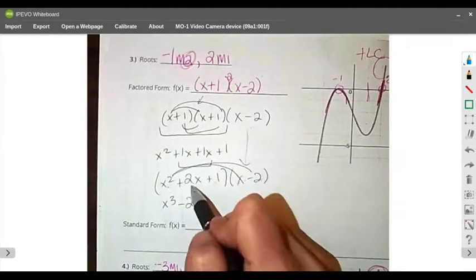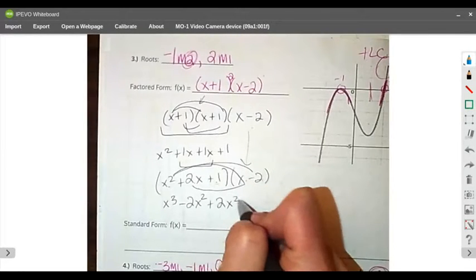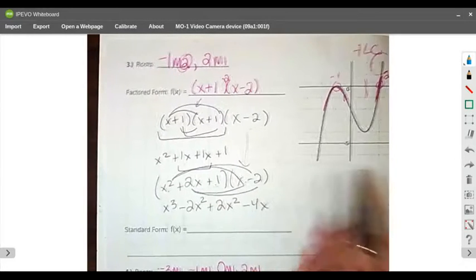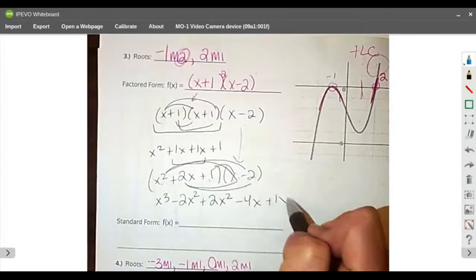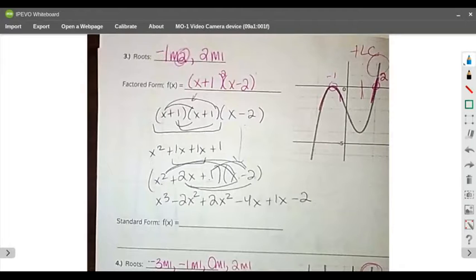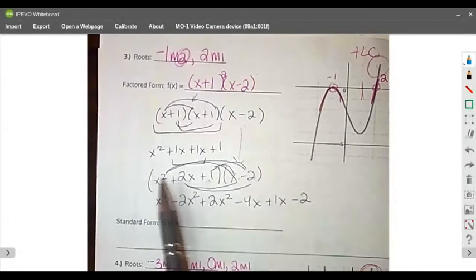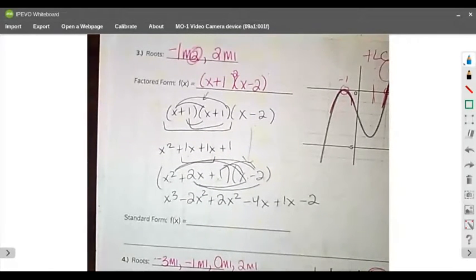Now I have 2x times x, which is going to be positive 2x squared. 2x times negative 2 is going to be negative 4x. Lastly, I'm going to multiply 1 times x, which is 1x, and 1 times negative 2, which is negative 2. So notice I have 1, 2, 3, 4, 5, 6 terms, which is 3 times 2. If you have a 3 by 2, you should have 6 terms before you start combining.